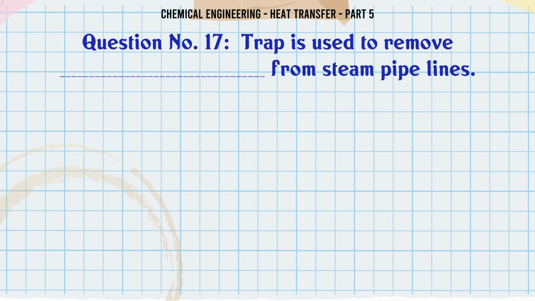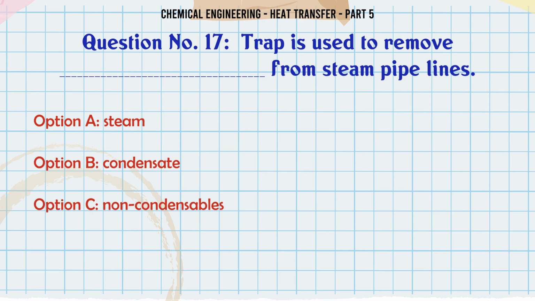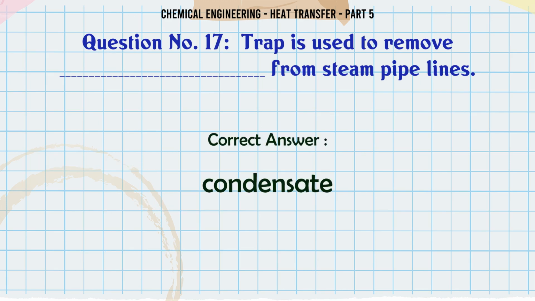Trap is used to remove ___ from steam pipelines. A. Steam. B. Condensate. C. Non-condensables. D. None of these. The correct answer is condensate.